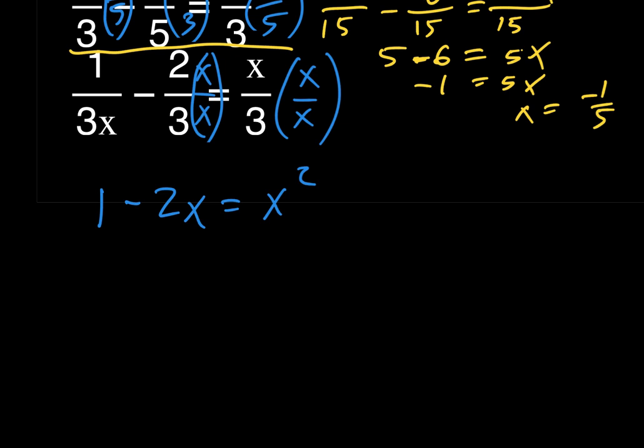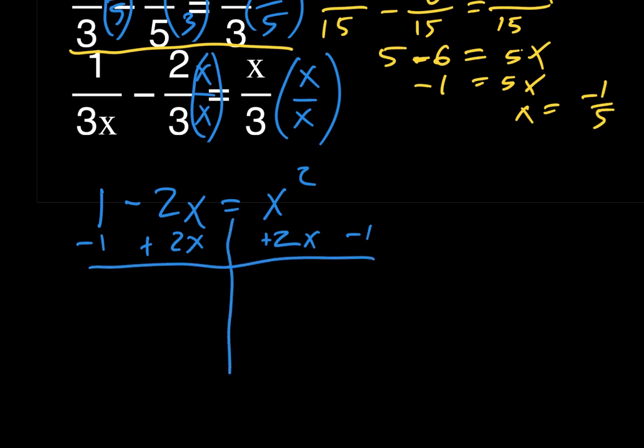To solve quadratics, we set quadratics equal to 0. So I need to move plus 2x to both sides, and I'm going to subtract 1 from both sides. Here's my both sides. On the left, I now have 0. On the right, I have x squared plus 2x minus 1.